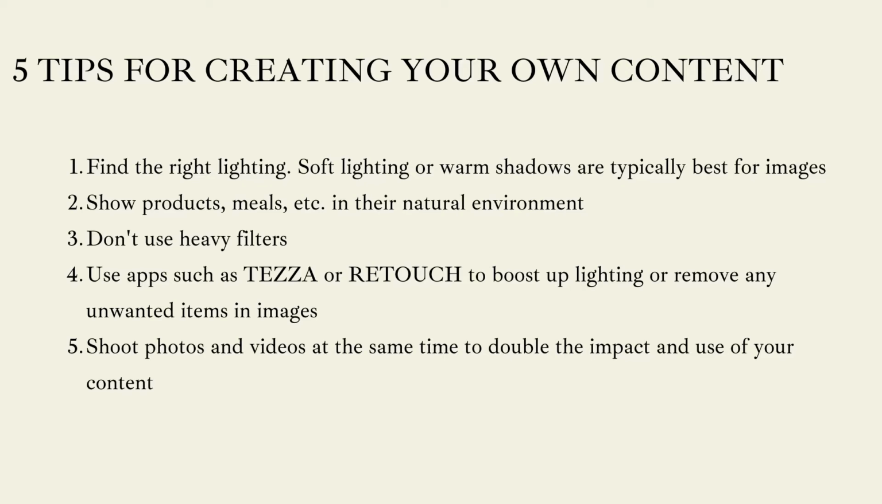With that being said, 5 tips for creating your own Instagram content. A lot of it has to do with the lighting. Finding the right light for images can make or break how a photo performs. So with that, soft lighting and warm shadows are typically what perform the best on Instagram. Soft lighting is essentially where in the shadows, so not in direct sunlight, and then warm shadows typically happen first thing in the morning around sunrise and then at sunset, where that shadow turns a more golden color.